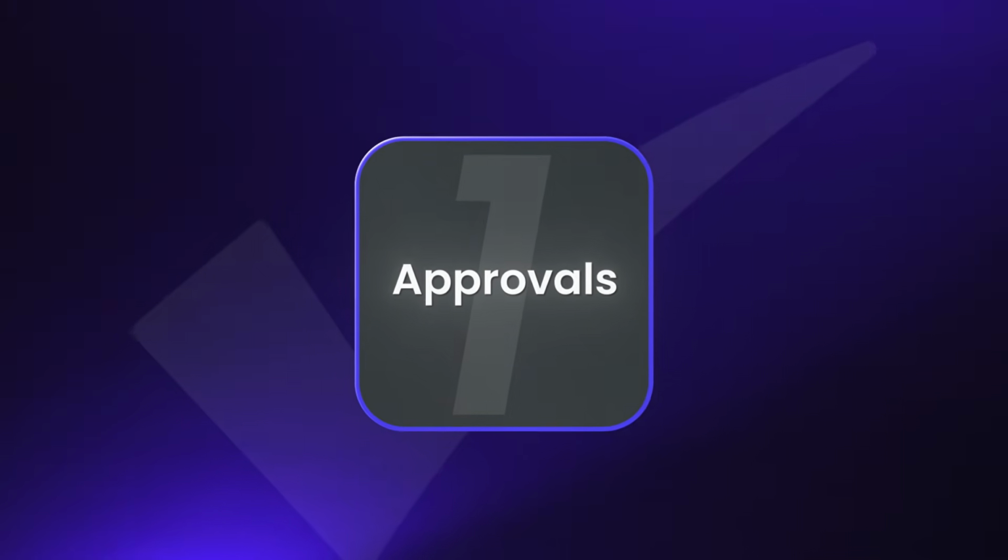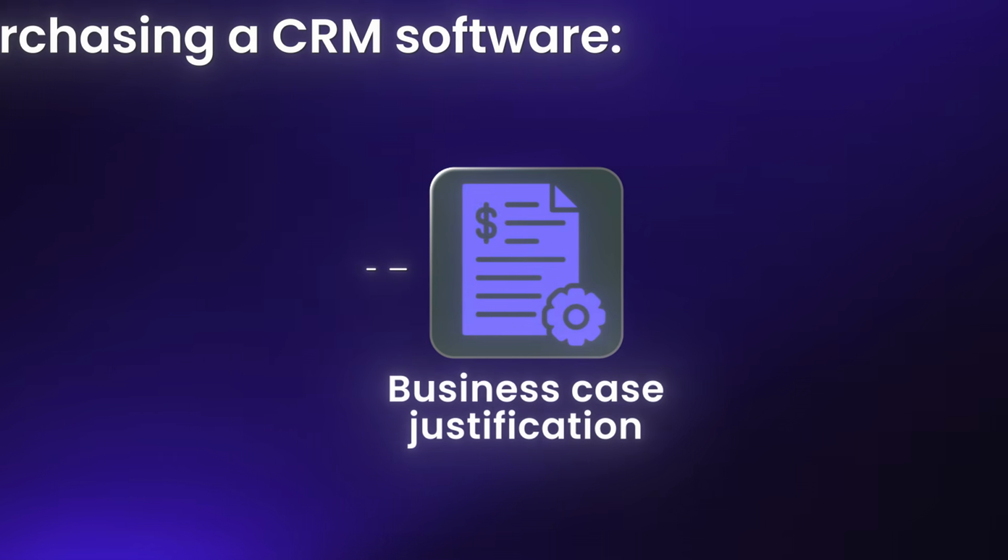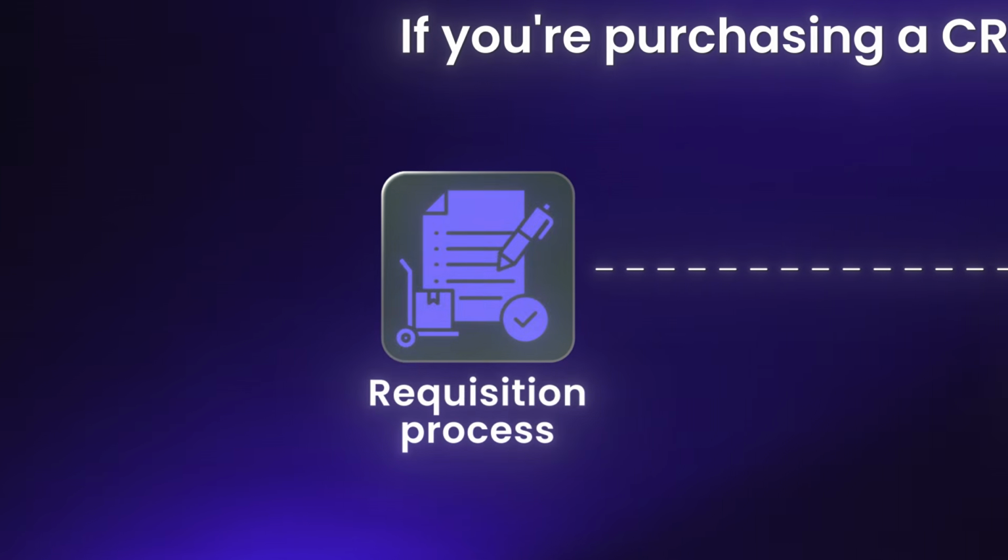So let's first talk about approvals. Approvals basically control where the request needs to go for review and approval. And the purpose of the review is to make sure that the person who is requesting something has the authorization to do that and there's a valid business case for that. Like, why are we buying this? Obviously, you don't need a business case for things like office supplies. But if you're purchasing a CRM software, it should have the valid business case justification attached to the acquisition process.